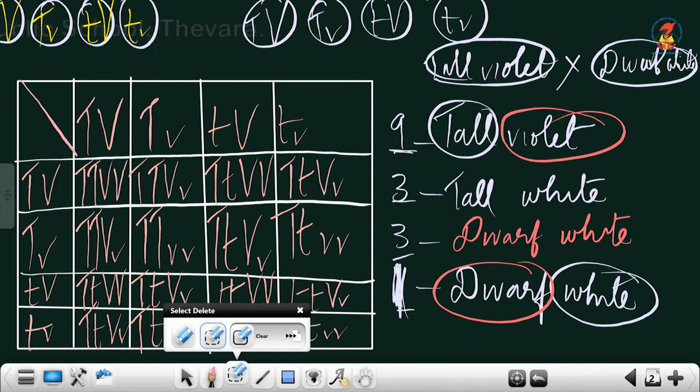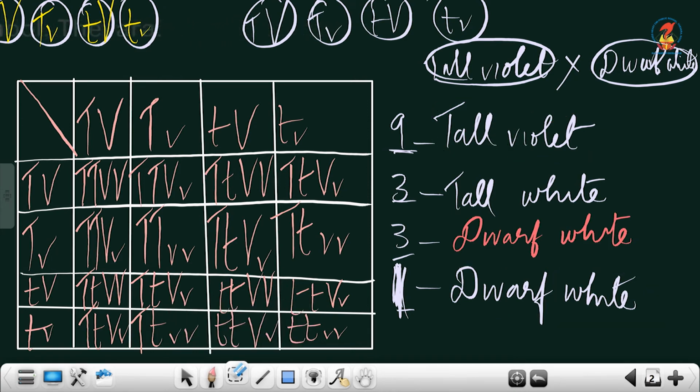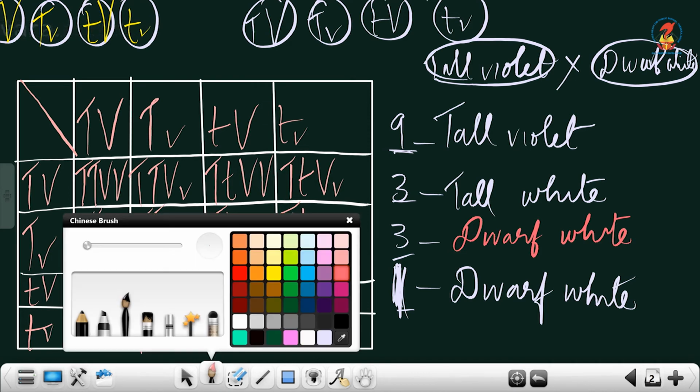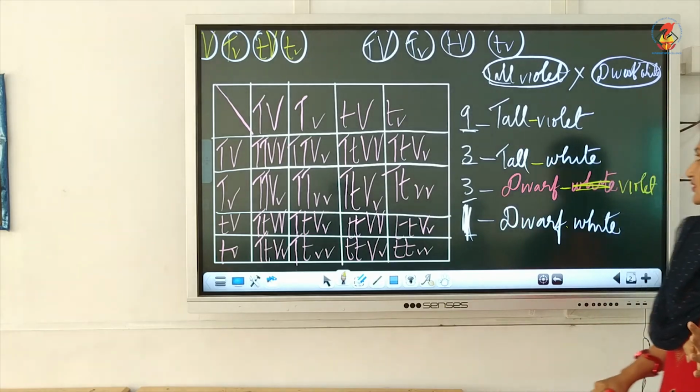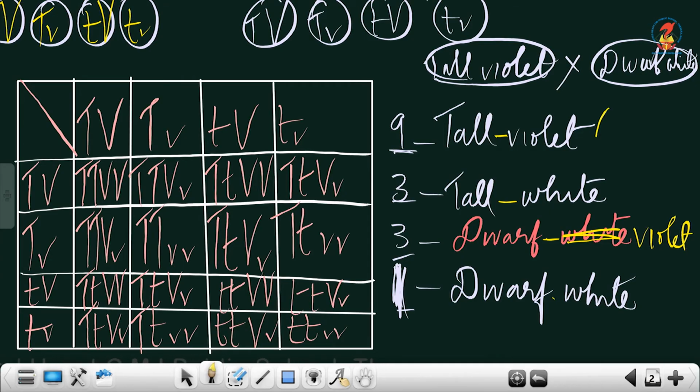So when you analyze the offspring, you can see 4 types of offspring are formed. In the F2 generation, how many types of offspring are formed? 4 types of offspring. They are tall violet, tall white, dwarf violet and dwarf white. Clear? So there are 4 types of offspring formed, and of these, 9 will be the parental combination and 1 also parental combination, whereas the 3s, the middle ones, are recombinants.